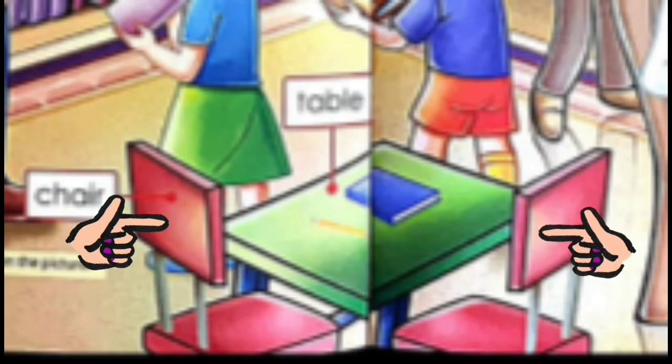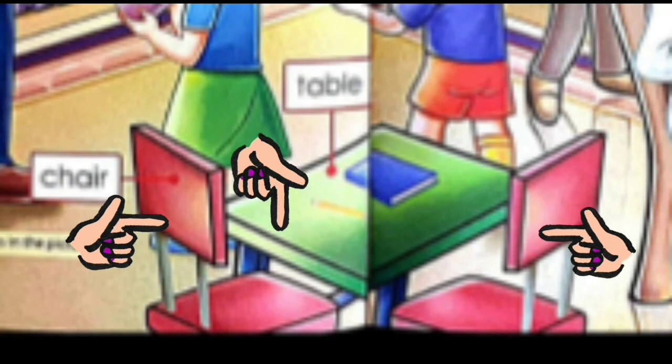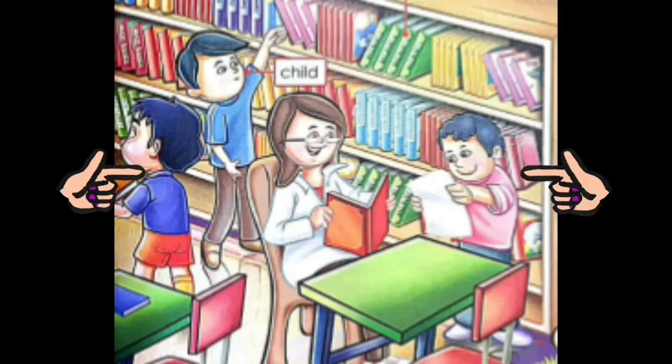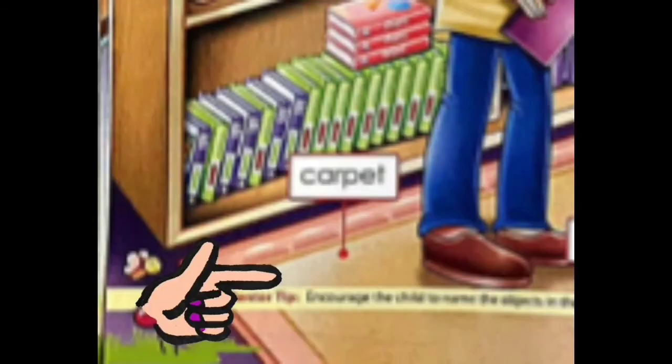These are chairs and a table. In a library, there are many chairs and tables kept for students to sit and enjoy reading and learning. These children are enjoying reading and learning their books in a library. This is a carpet.